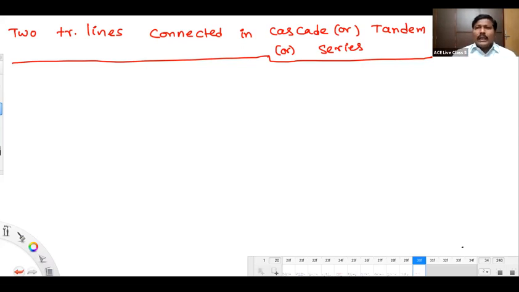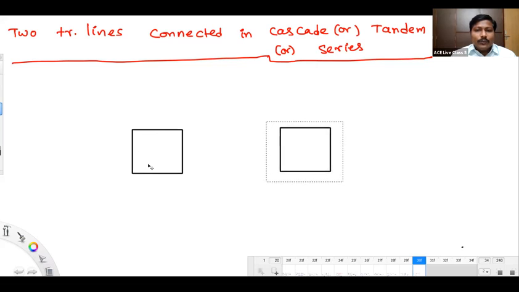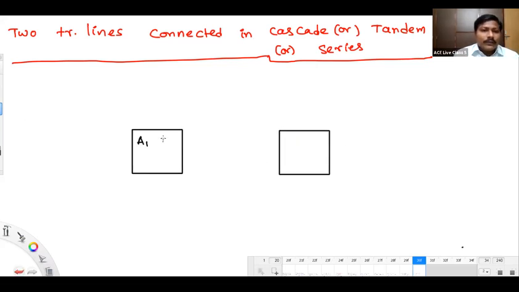So I show two ABCD models here. The first model, you can call it A1, B1, C1, D1 ABCD parameters, of line 1. And I will be showing the second model ABCD, which I'll say is A2, B2, C2, D2, of line 2.